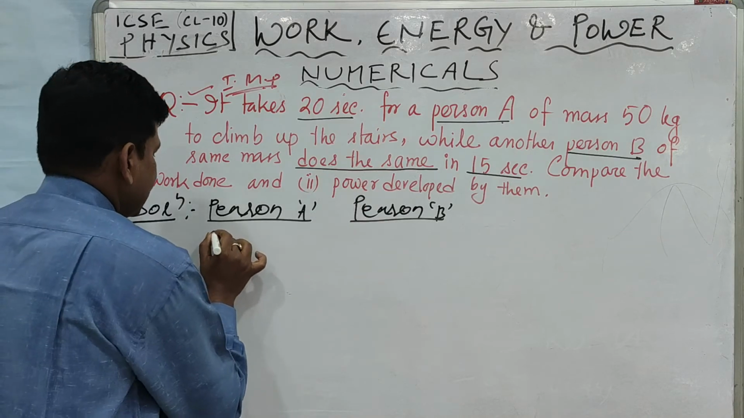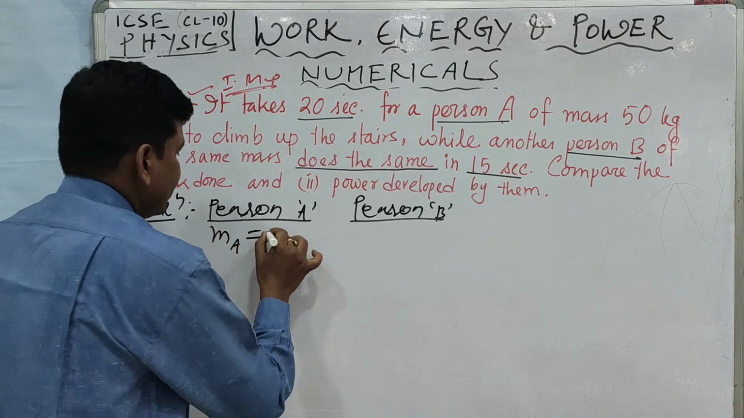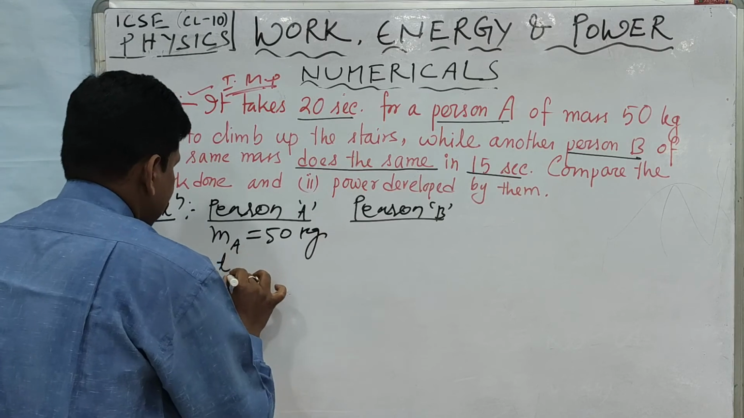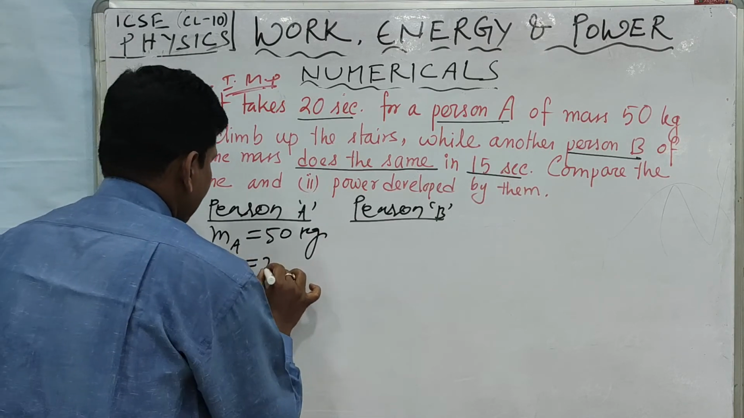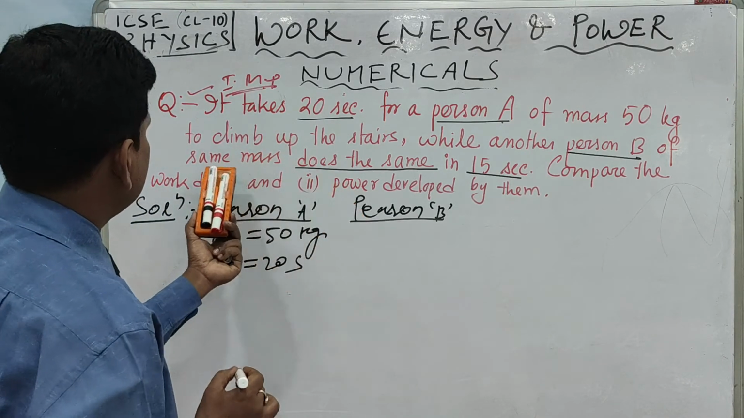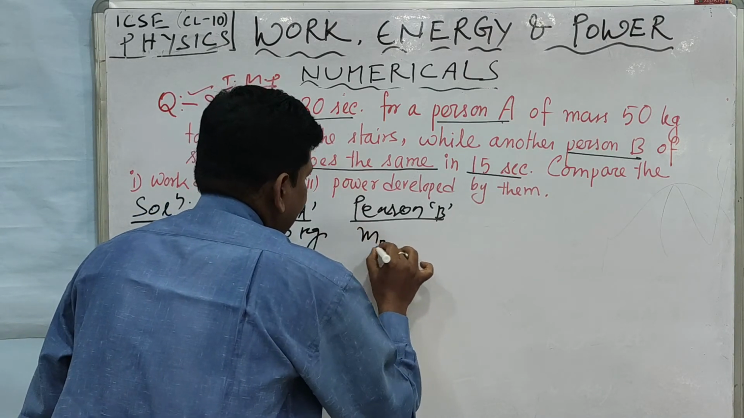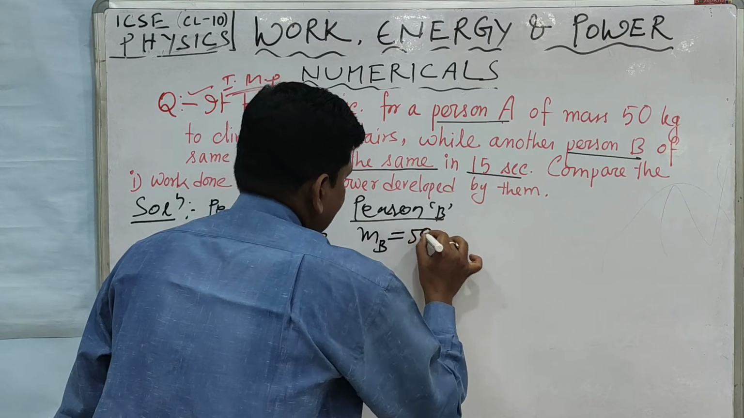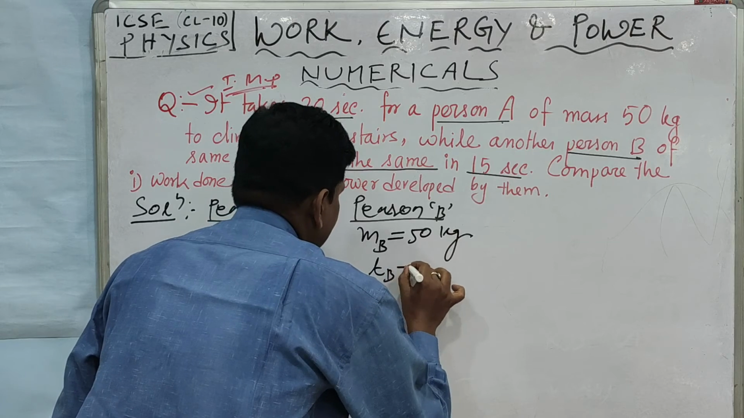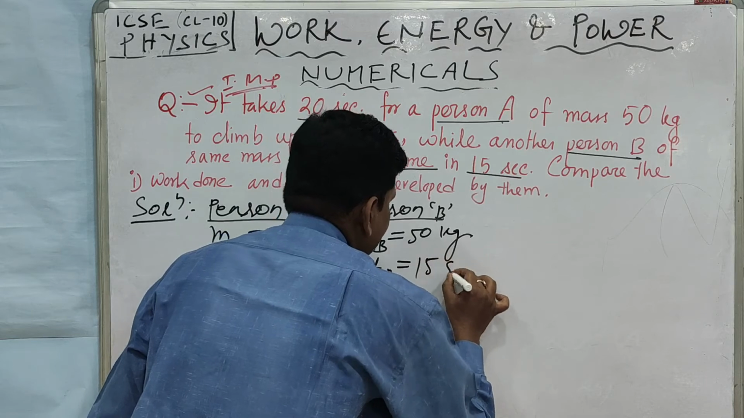So mass is given, say we will consider here MA. MA is equal to 50 kg. And time is given, say TA is equal to 20 seconds. For person B, it is given that person B has the same mass, therefore MB is also equal to 50 kg, and the time TB is 15 seconds.